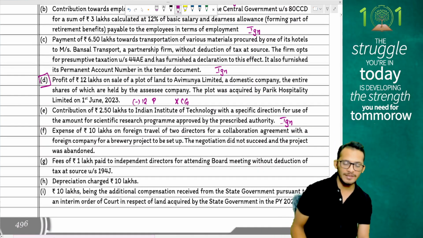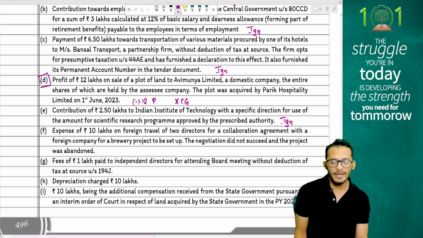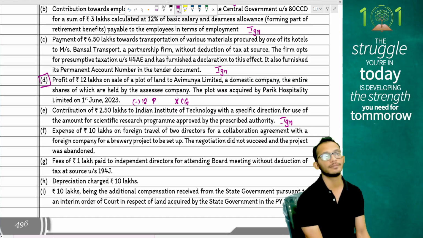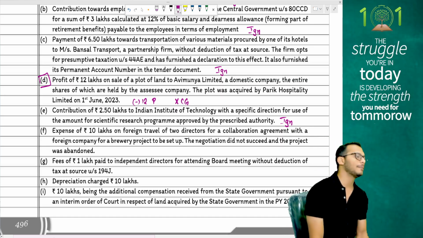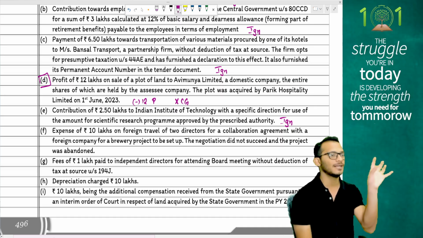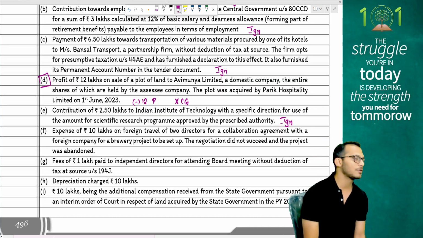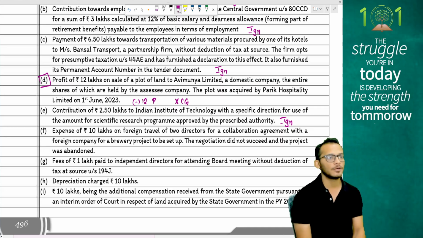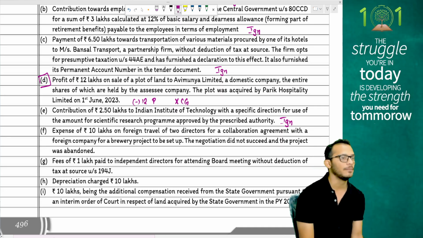Expense of 10 lakh rupees has been incurred on foreign travel of 2 directors for a collaboration agreement with the foreign company for a brewery project to be set up. The negotiation did not succeed and the project was abandoned. People, I was planning to do a new project for which I incurred some initial cost. Project did not go through and therefore I have abandoned the project. I have booked this expense in my P&L.